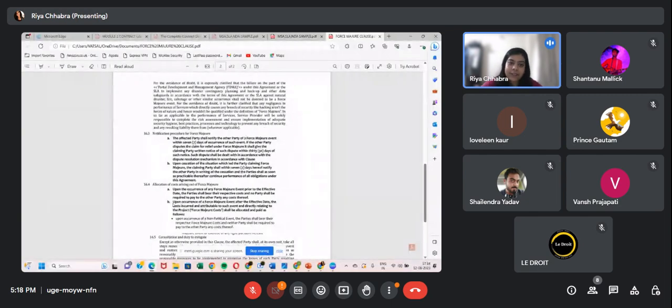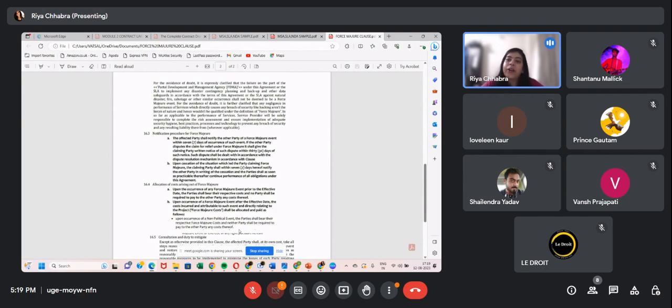So, as an example, you can read this: upon occurrence of a force majeure event after the effective date, the costs incurred and attributable to such event and directly relating to the project, force majeure costs, shall be allocated and paid as follows. Upon occurrence of a non-political event, the party shall bear their respective force majeure costs, and neither party shall be required to pay to the other party any costs thereof. Again, you can define cost based on events, event to event. Like in the above example, I gave you 15 days of services failure, so we'll be obliged to pay just for 15 days.